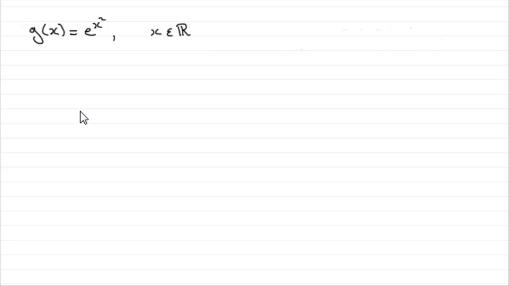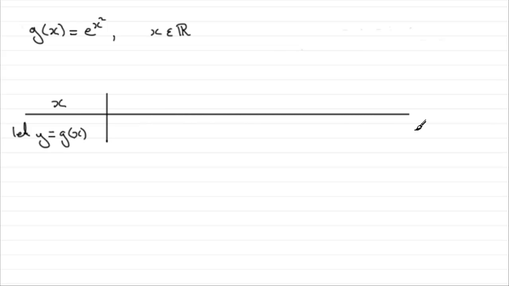In this case, g of x equaling e to the power x squared. So I'll be thinking of drawing up some kind of table. Let's say we let y equal g of x, and I'd want to substitute a range of values into here. Let's say we start at 0 and we have values 1, 2 and 3 to the right of 0, and then obviously -1, -2 and -3 to the left of 0.